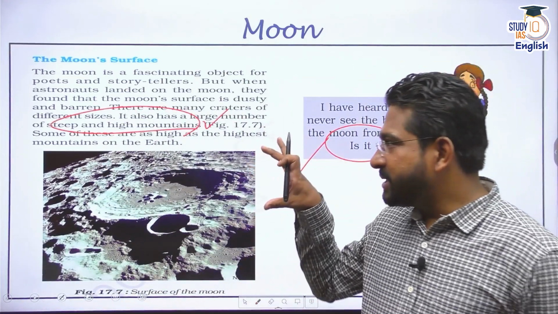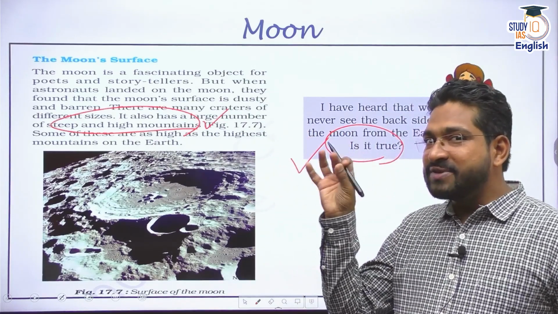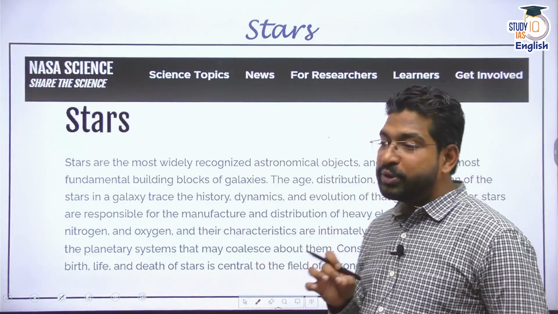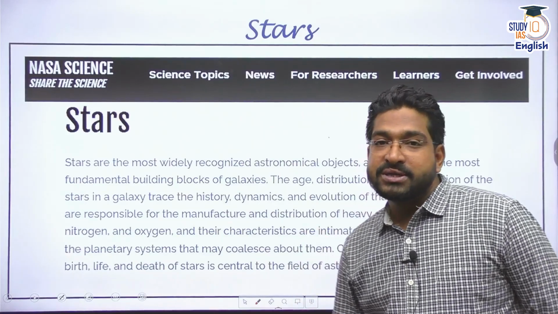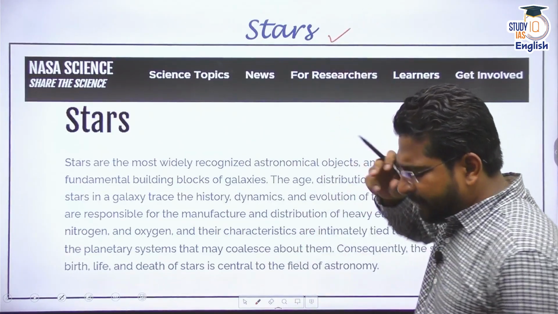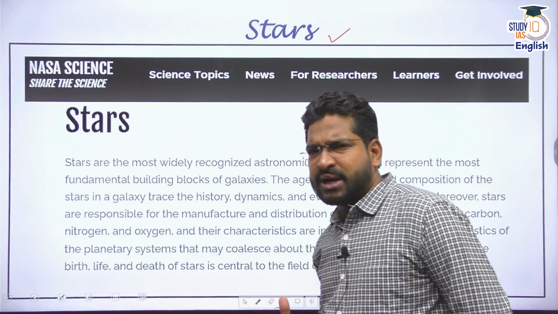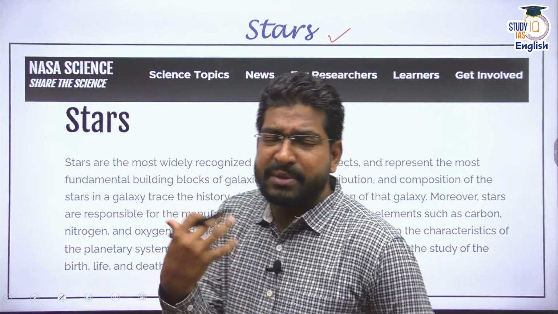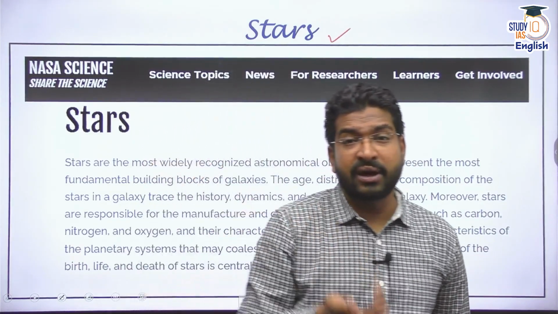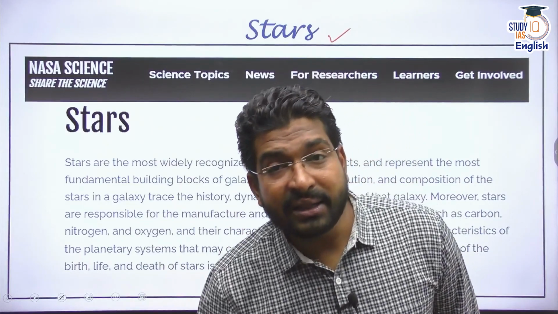So the moon is the brightest and the biggest celestial body that we see from earth, but it is not the only body. We already know stars. When I see the night sky, I look at so many stars. There are thousands of stars. There are millions of stars which are visible. I cannot even count. What are these stars?